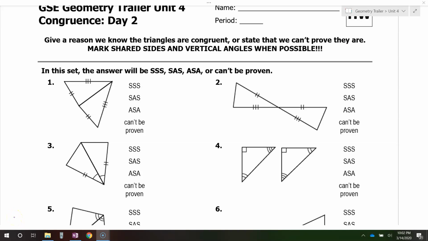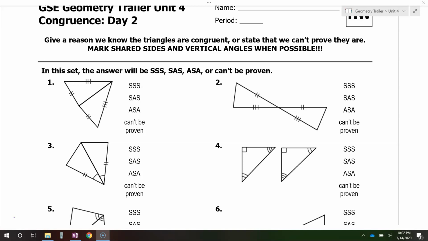In this video, I will show you how to choose which reason proves that the triangles are congruent. We will deal with shared sides, the reflexive property, and vertical angles. But before we get started, please understand what these letters stand for. SSS means side, side, side. SAS means side, angle, side, and this one means angle, side, angle.